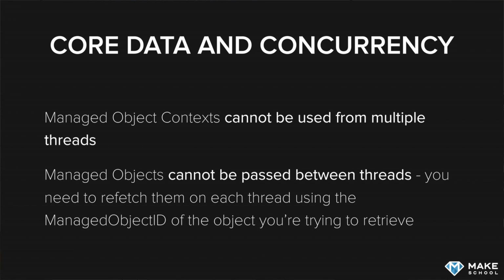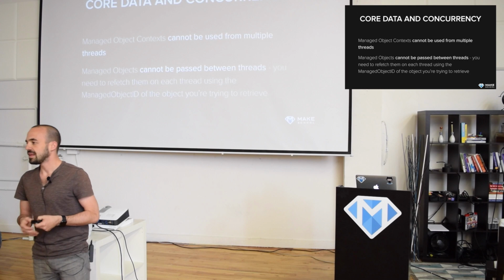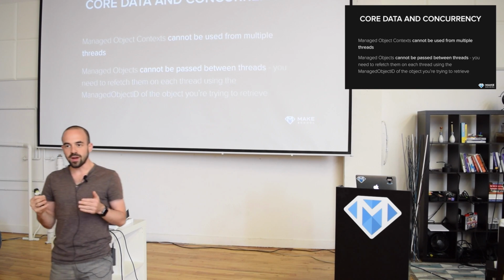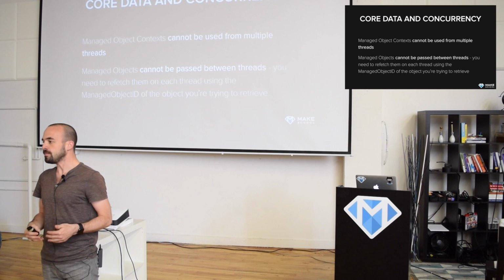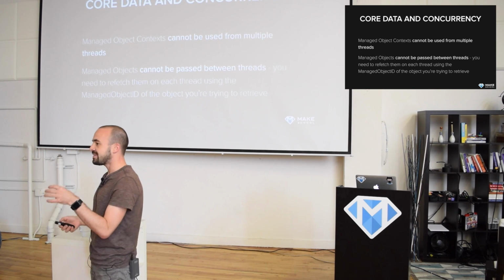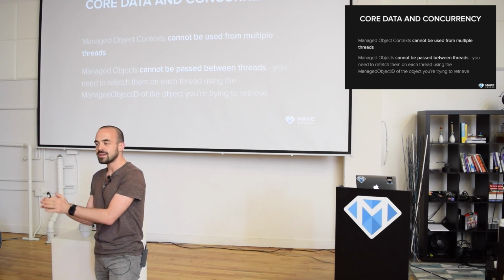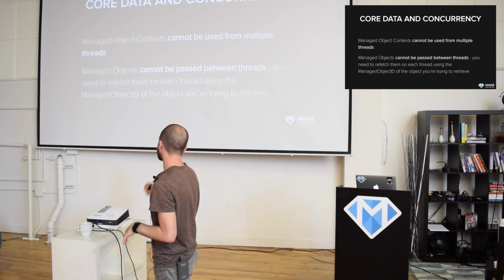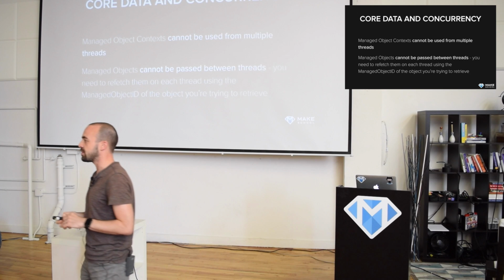Another important part is that managed objects can also not be passed between different threads. A typical scenario where you would use threading is when you want to download something in the background. Let's say you download music videos. You would do that in the background, and then you want to store objects into Core Data. Then you cannot pass these objects that you created on a background thread to the main thread. If you access them from the main thread, you'll end up with crashes or undefined behavior.